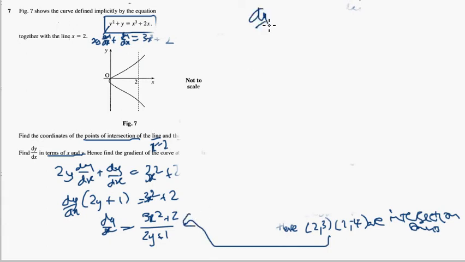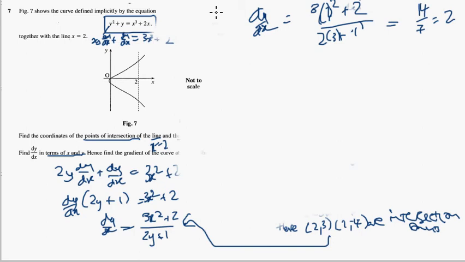Right, so we're going to sub these points into this expression. So when x is 2 and y is 3, we get dy by dx equals 3 times 2 squared plus 2 over 2 times 3 plus 1. 3 times 2 squared is 12 plus 2 is 14 over 7, which is 2, and that's at 2, 3.